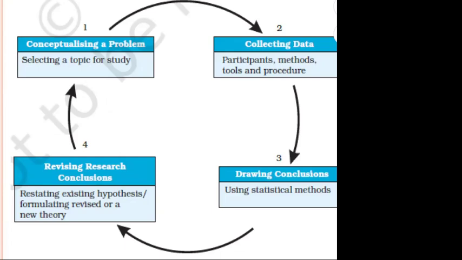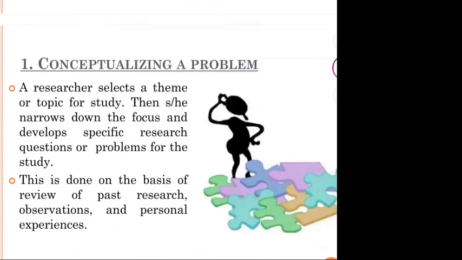Then what you do, you come to a conclusion. So when you come to a conclusion, it should be valid. You are using statistical methods for it, and then you are revising research conclusion, restating the existing hypothesis, formulating a revised or a new theory. So this is a continuous process. Now that new theory, new hypothesis that you have designed becomes your next problem.